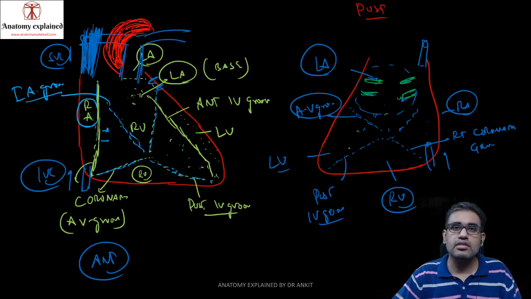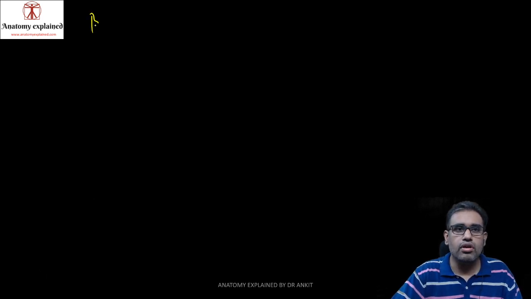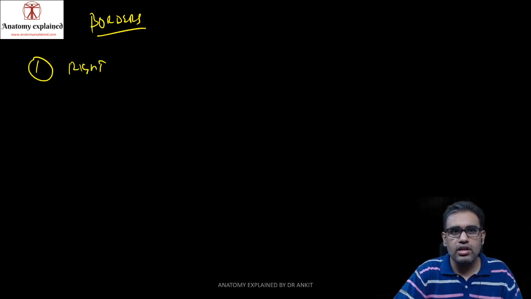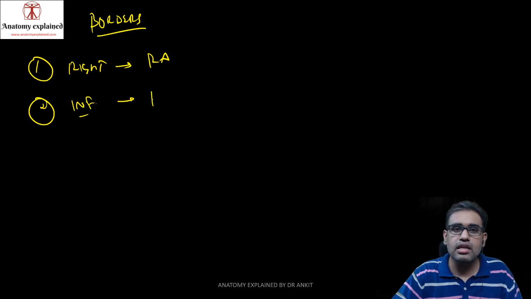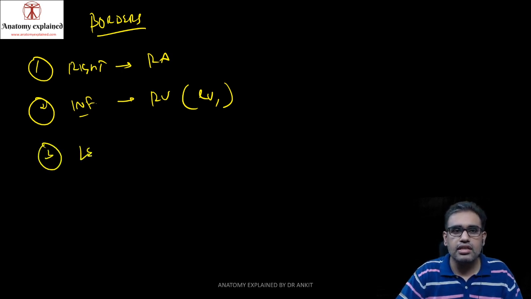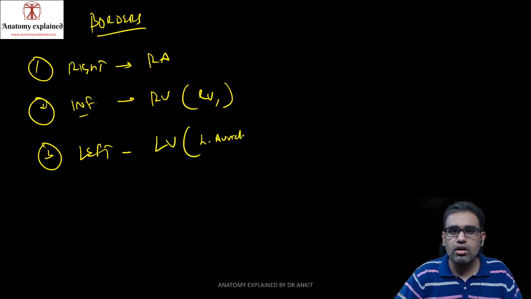Now comes what are the borders. The borders are not difficult. One is the right sided border. You know by now which chamber is forming it, mainly RA. One is your inferior border, that is between the anterior surface and the inferior surface, mainly by the RV. Some contribution could be from the LV or RA, but mainly by RV. Then you have another border, that is the left border. I'll show in the figure also. That left border is mainly by LV. A small part could be by the left auricle.